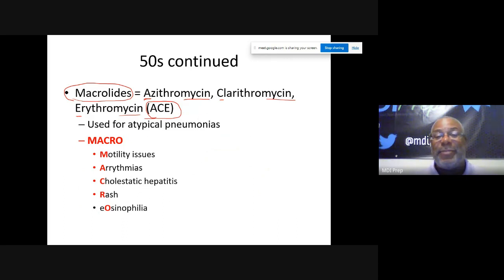Then we just talked about the ACE, the macrolides. So we know those. Now look at the problems with the macrolides. You can get some heart arrhythmias. You can get some hepatitis, rash, and eosinophilia. The type of arrhythmias that you can get with a macrolide typically are going to be things like maybe a tachycardia. So you get an increase in the heart rate.